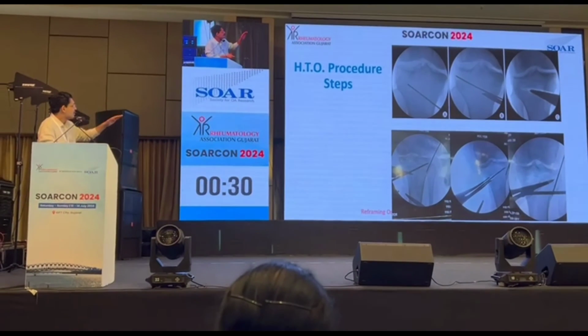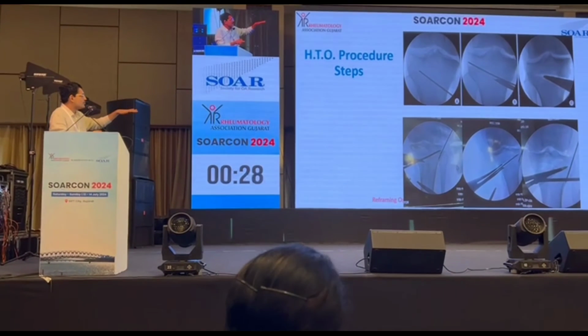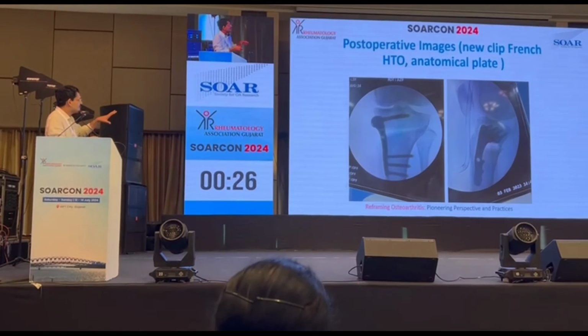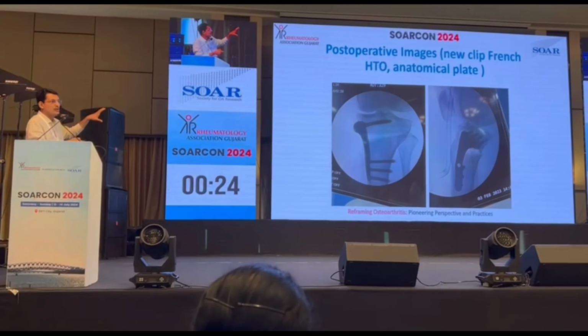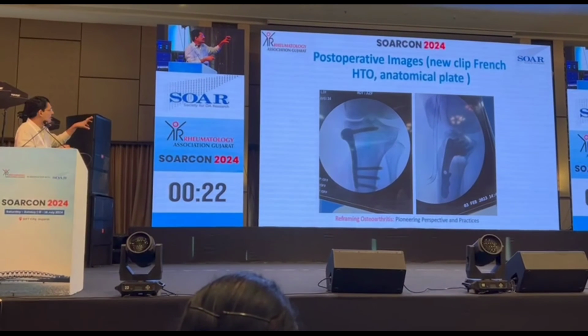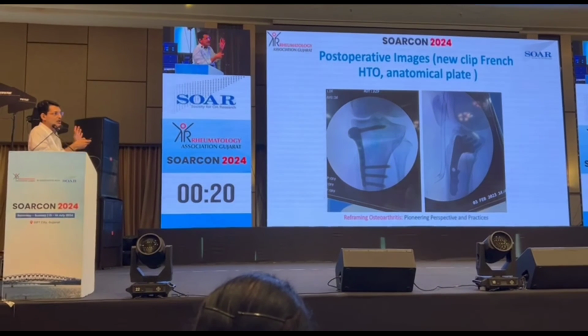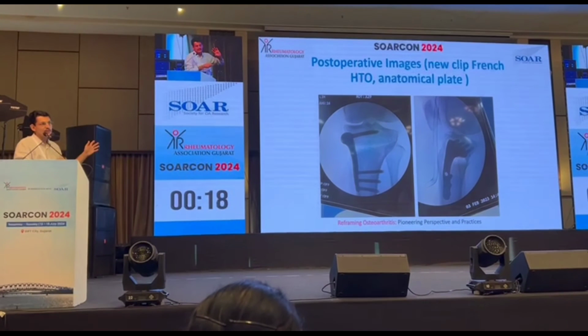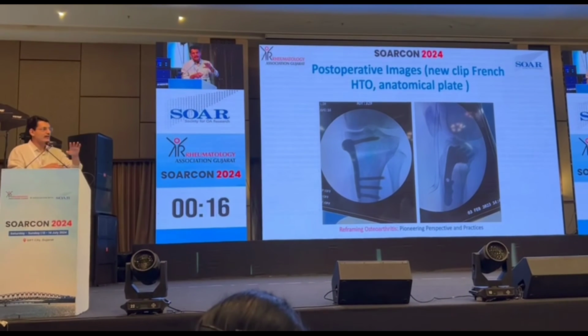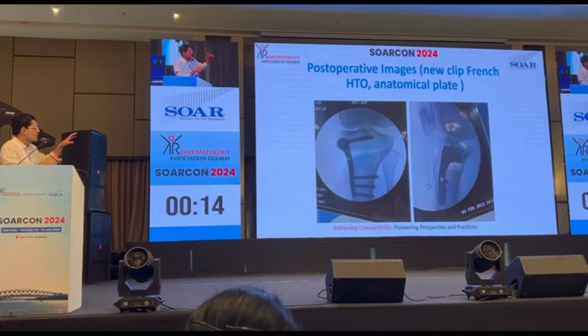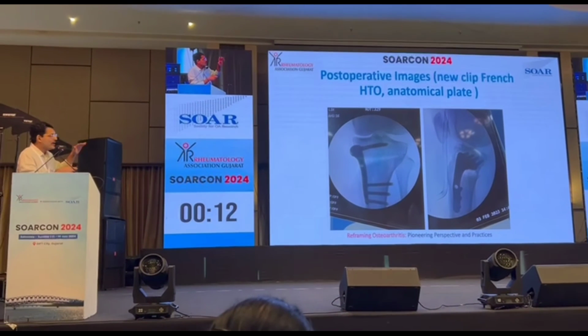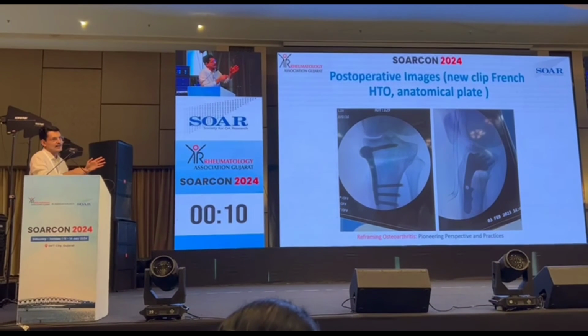These are the osteotomy procedures that we do. These are actually intraoperative pictures, and this is how we do it. This is a plate from French technology, and it is an anatomical plate. You have a plate for the right side which is different from the plate for the left side. You do an open wedge osteotomy and fix it well. You may or may not need a bone graft, and you can correct the alignment.